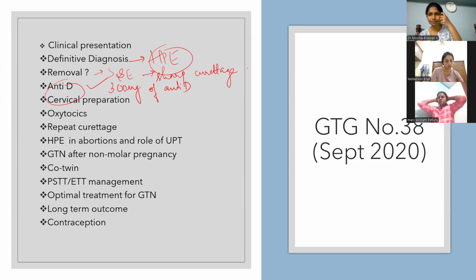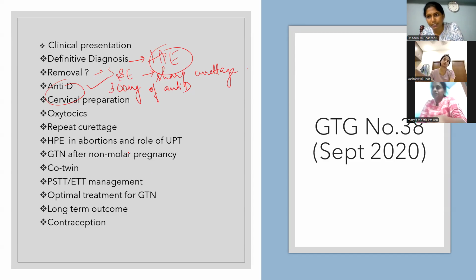So that is when you have to give it on a routine basis within 72 hours of evacuation, either it is partial or complete. To be on the safer side, you give anti-D within 72 hours of evacuation. So how much anti-D do you have to give? 300 microgram, irrespective of the gestational age.